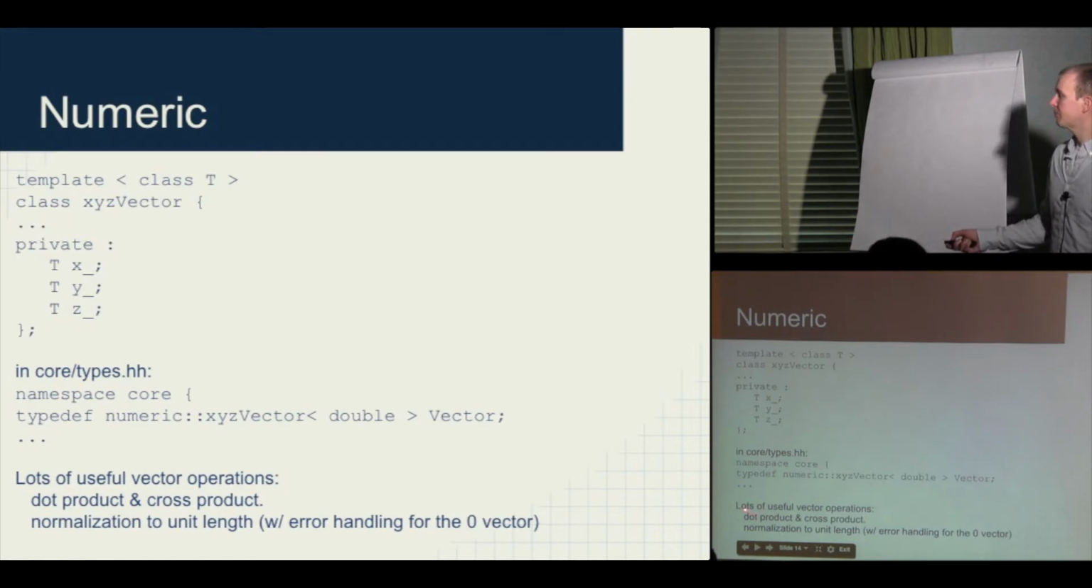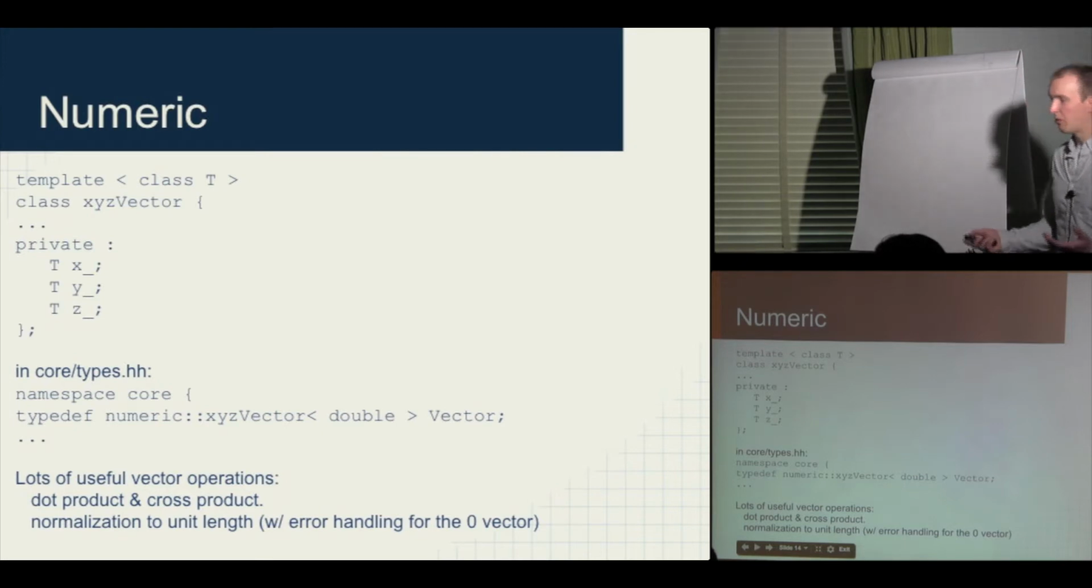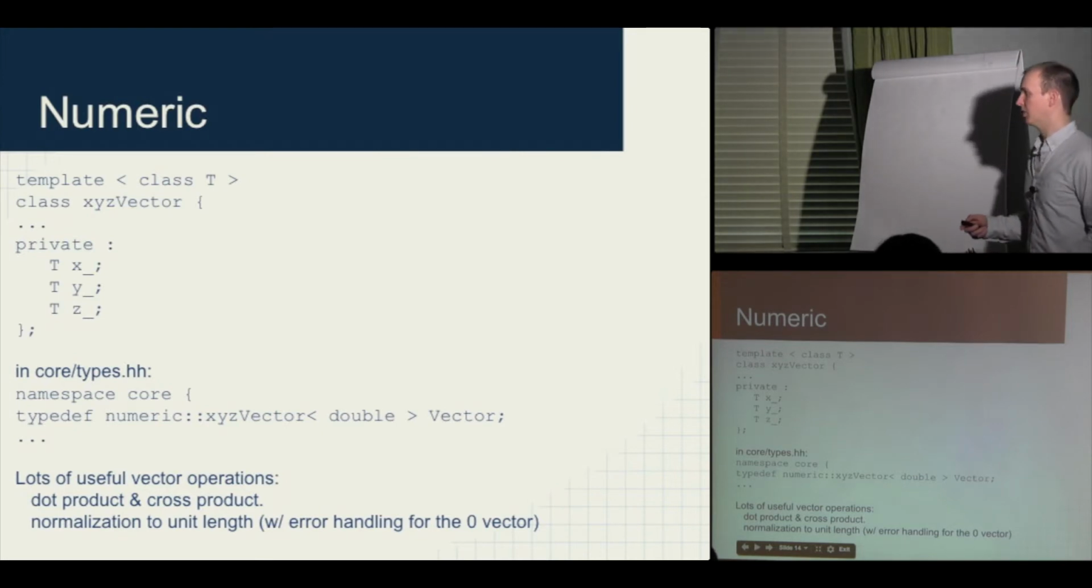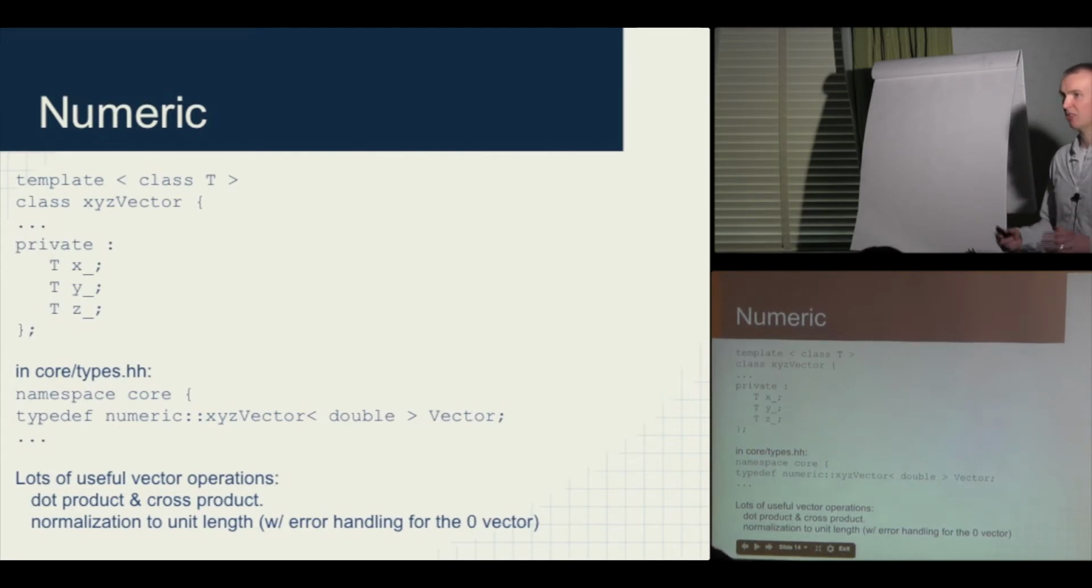So there are a lot of useful vector operations. I invite you just to look at what's provided in this class by reading through it. There's a dot product and a cross product. You can normalize a vector to unit length, taking care of the edge case where you have a vector of length 0.